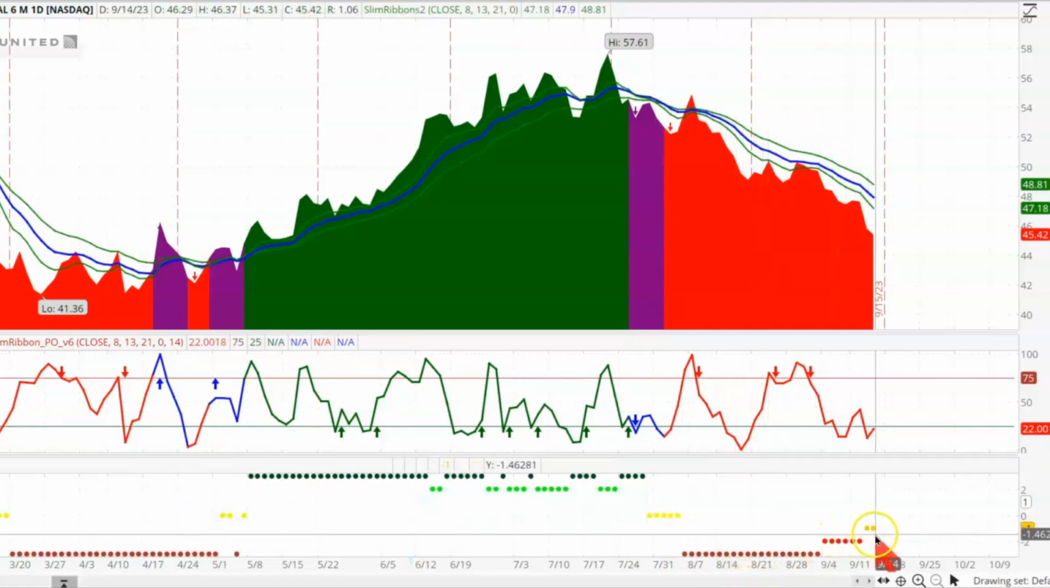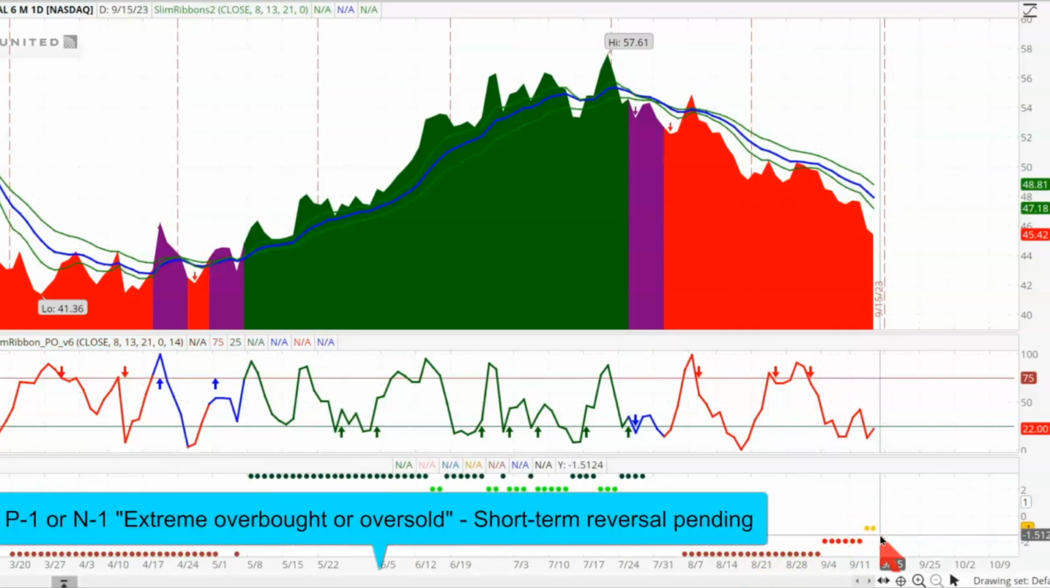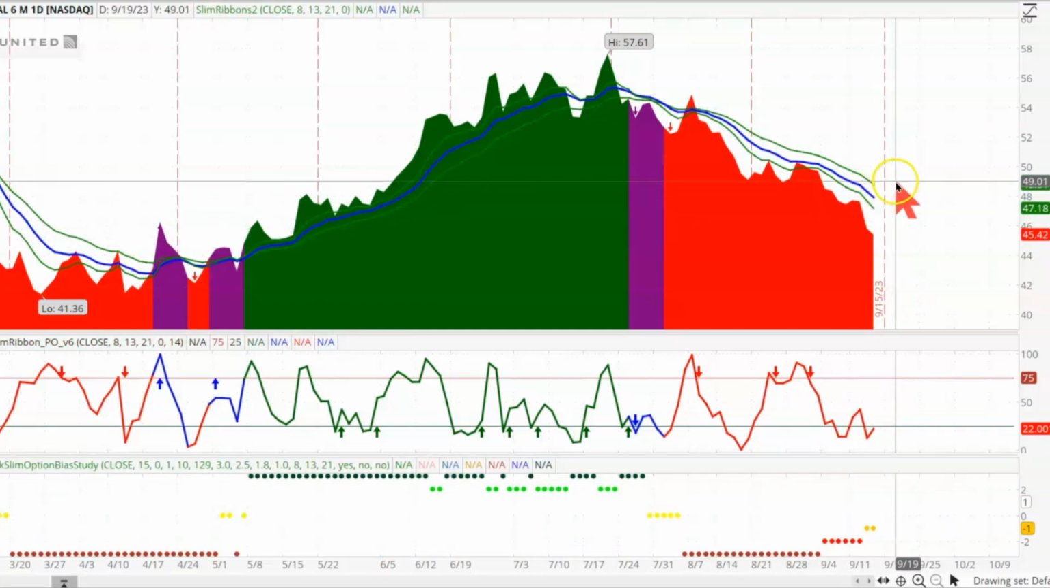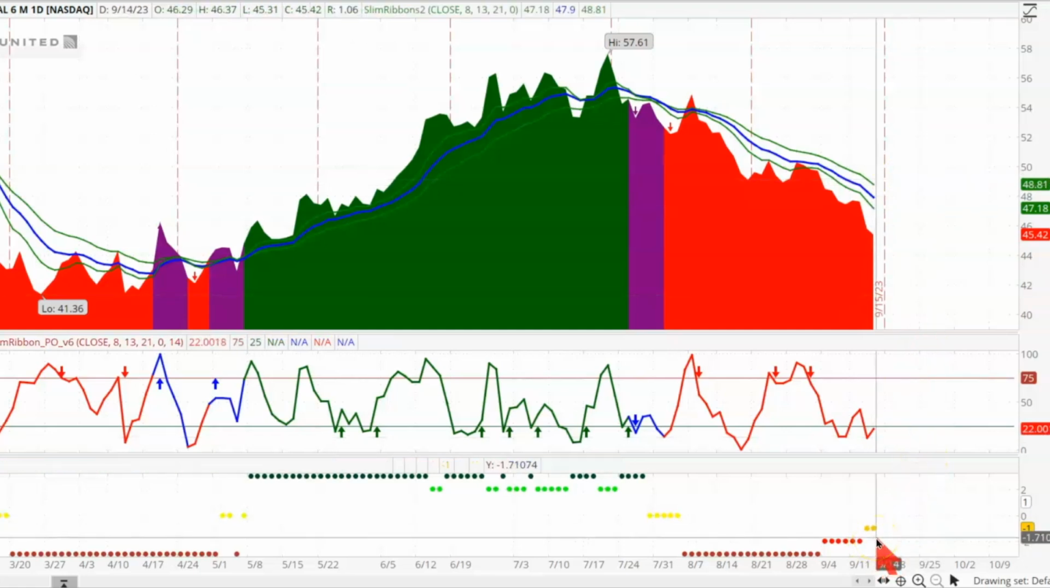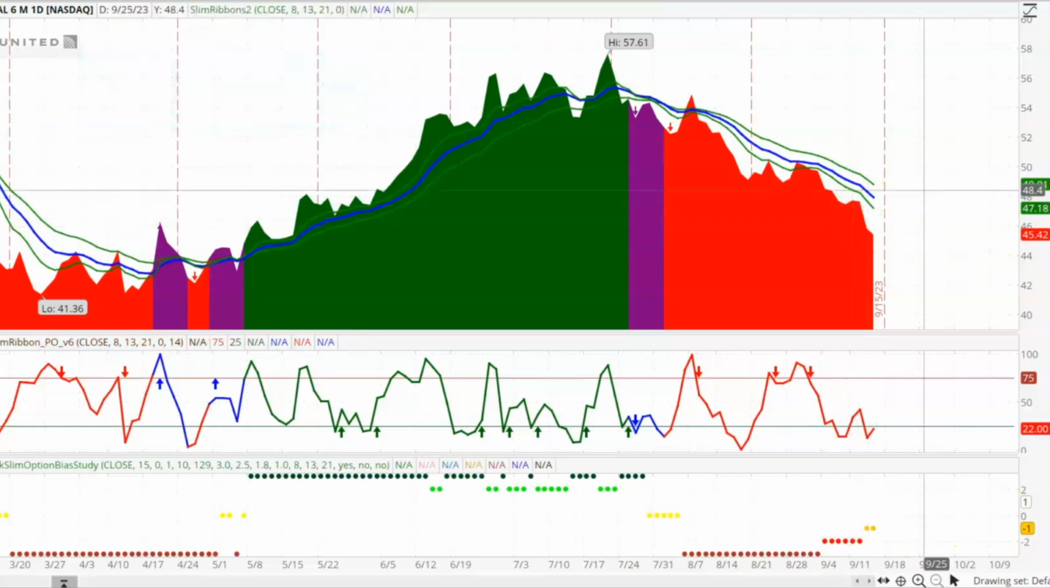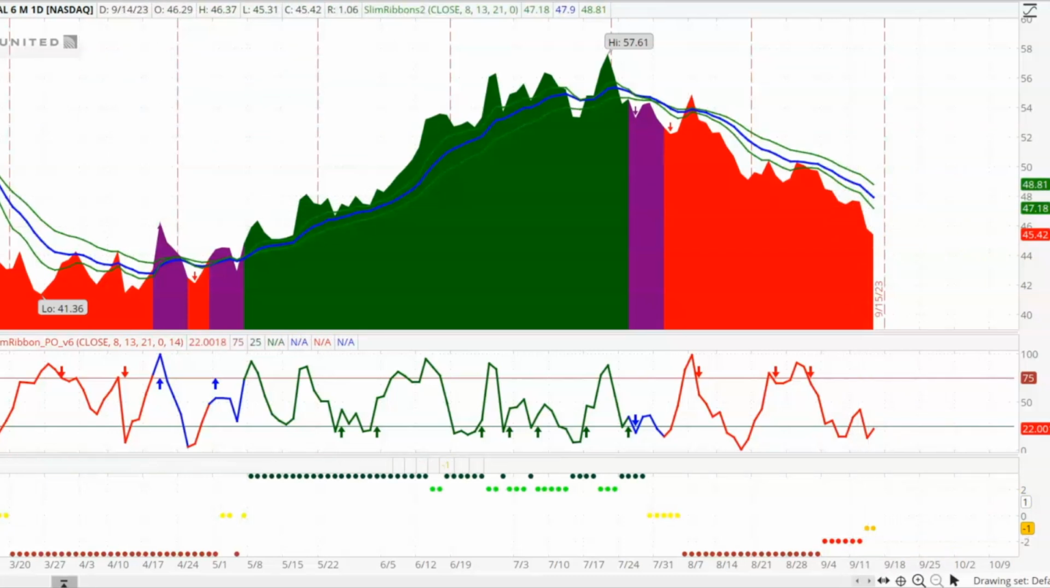Now what happened was it turned neutral and then went negative and said, let's bias our positions to the short side. Then right over here, you see those two little orange dots? That's telling you that there is an extreme situation right now. What is likely to happen is that it will rally from this level in the 45s to somewhere up here in the 49s, maybe 48s, 49s over the short term. This is an extreme condition, and sometimes it gives you a pretty important reversal. Sometimes it gives you minor reversals. The Slim Ribbon will tell you that as it improves or does not improve as the rebound comes.